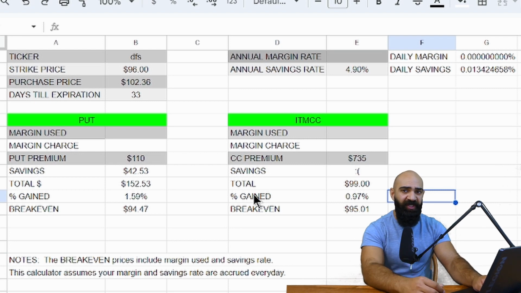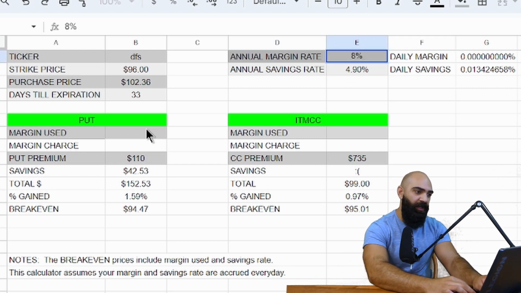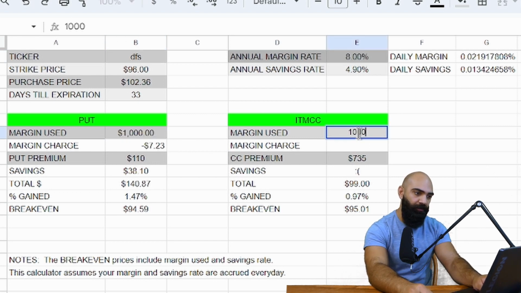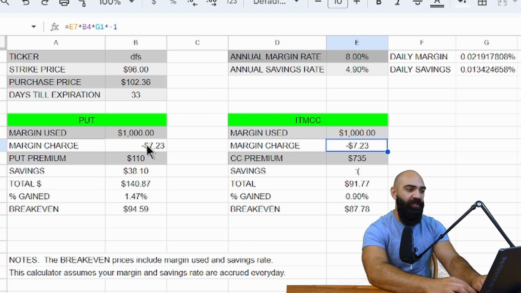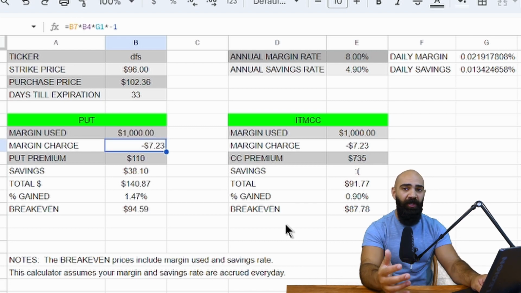In this example, let's say we need to utilize some margin. So let's type in our margin rate, 8%. And let's say I need $1,000 on each example. You see we're going to be charged $7.23 in both of these. And then our break even, our percent gained, and our total are all adjusted. Plus the savings rate, let me delete this, you can see is also automatically adjusted. If you don't want to utilize margin, don't worry about it. Just don't type it in the calculator.